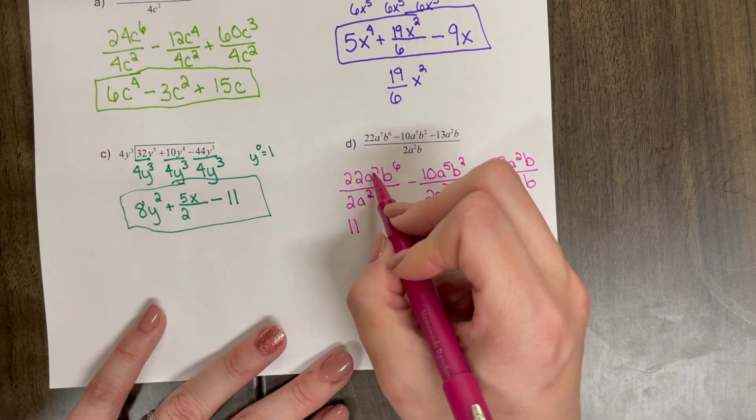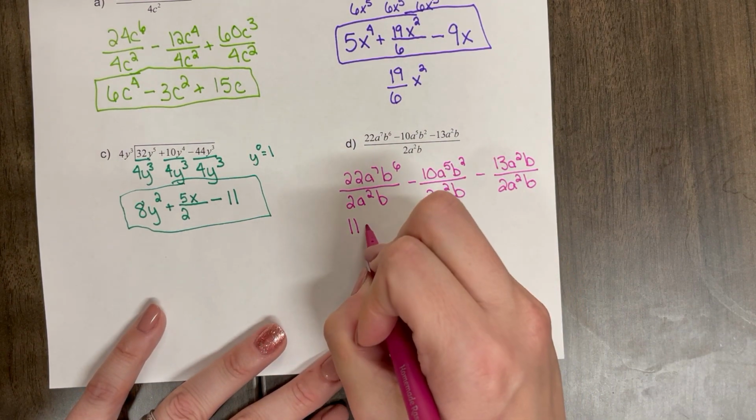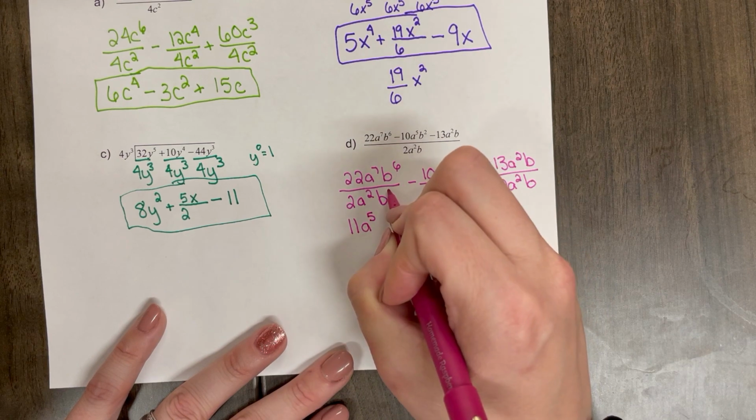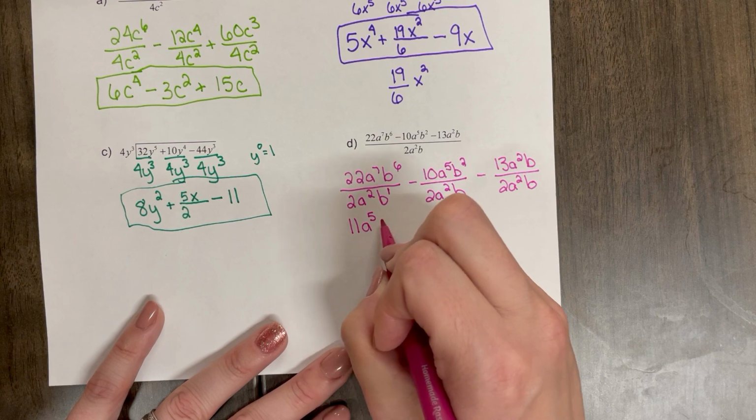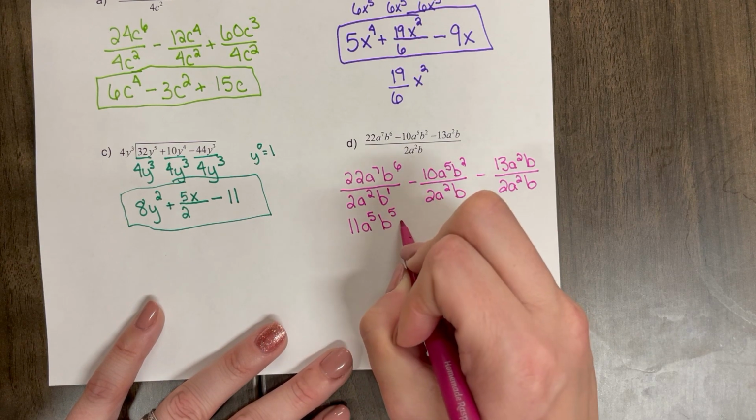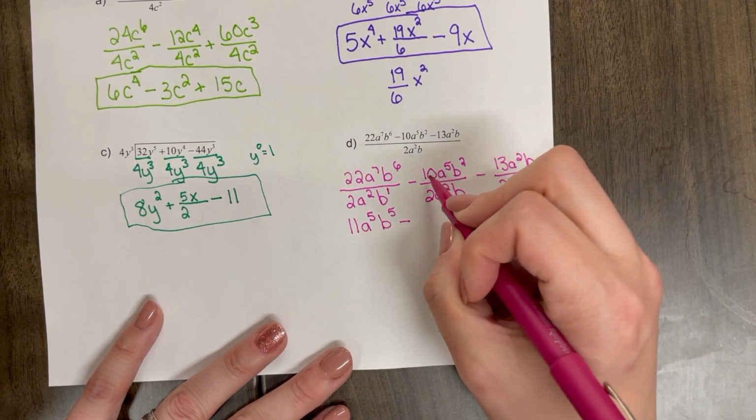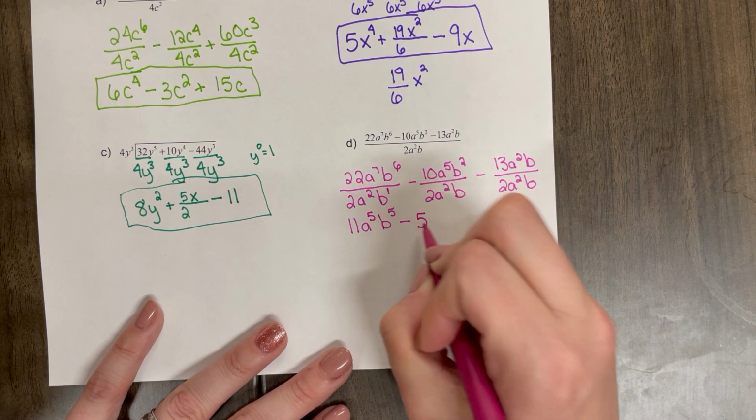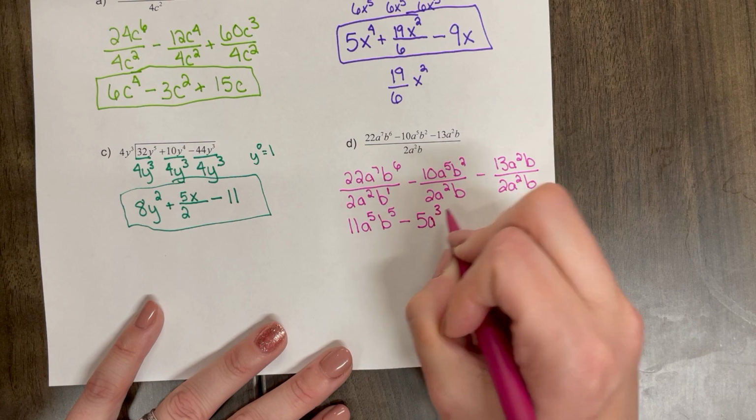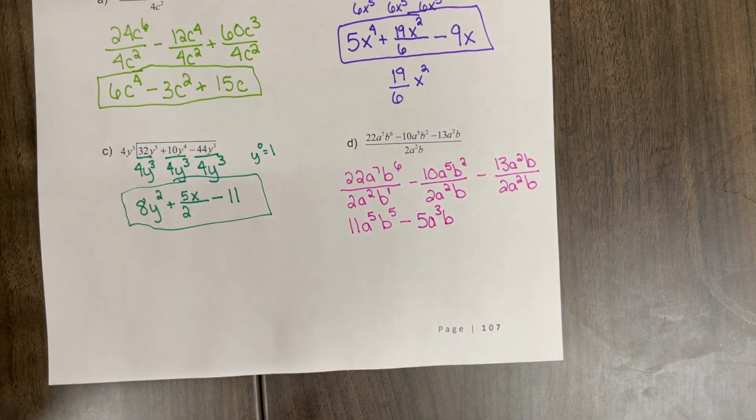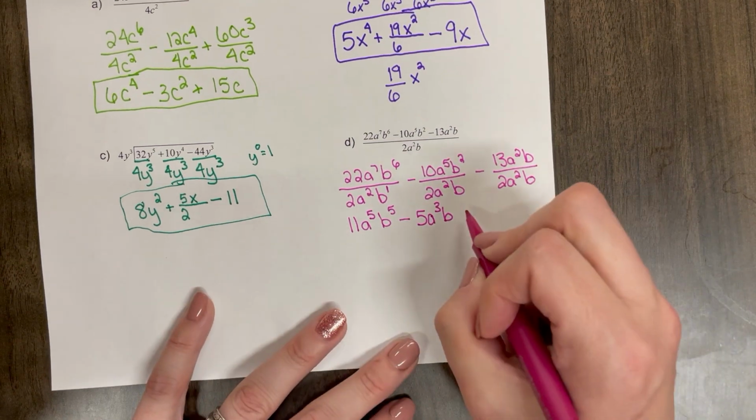And then I subtract exponents. 7 minus 2 is 5. 6 minus 1, when it doesn't have an exponent, it's a 1. 6 minus 1 is 5. 10 divided by 2 is 5. Then I subtract exponents. 5 minus 2 is 3. 2 minus 1 is 1. I could write the 1, but I don't have to write the 1.